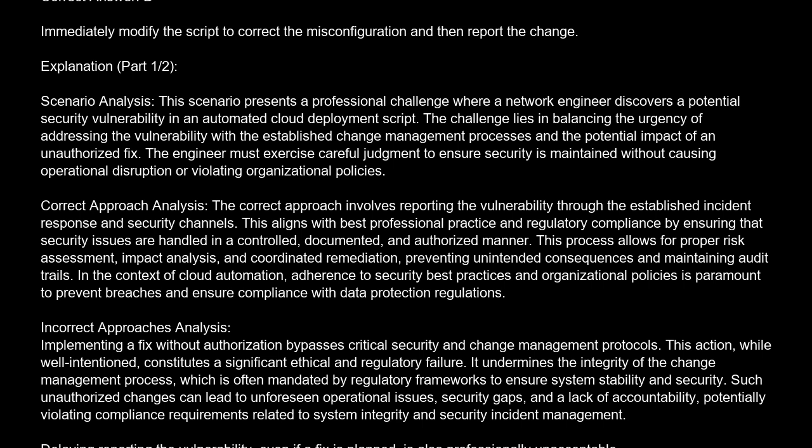audit trails. In the context of cloud automation, adherence to security best practices and organizational policies is paramount to prevent breaches and ensure compliance with data protection regulations. Incorrect approaches analysis. Implementing a fix without authorization bypasses critical security and change management protocols. This action, while well-intentioned, constitutes a significant ethical and regulatory failure.